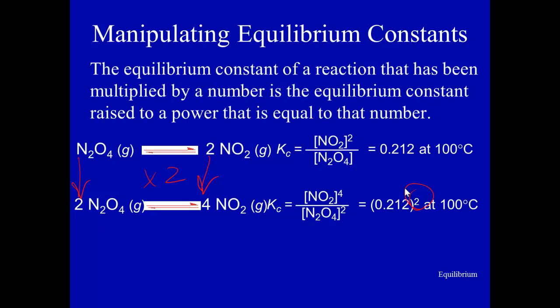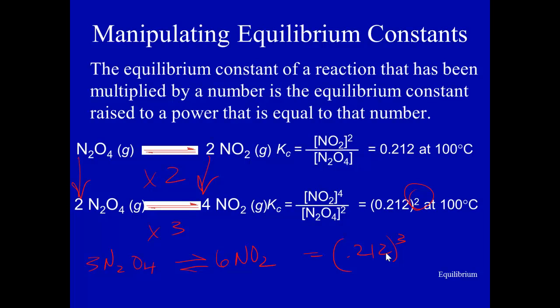If I were to multiply my equation by a factor of 3, and now I have 3 N2O4s, and then 6 NO2s, okay, then I would take my 0.212 and cube it, because it's, again, a factor of 3. And again, we could go through the mathematical support of proving this, how this works with Hess's law that we've studied. But at this point, there's no need, because really we're just trying to master the concepts for the AP exam.